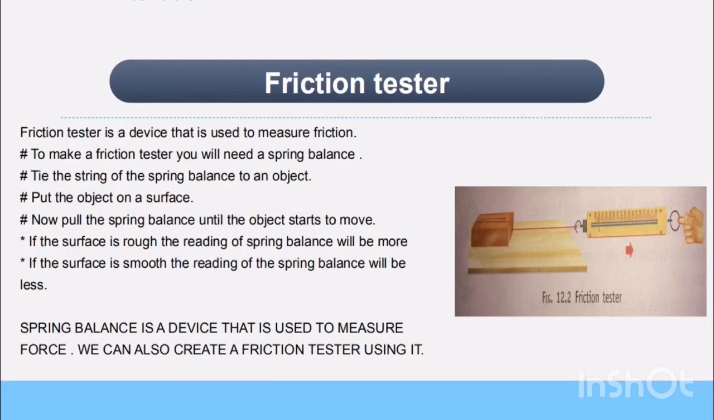If the surface is rough, the reading of the spring balance will be more. If the surface is smooth, the reading of the spring balance will be less. This indicates that on the rough surface the friction is more, and on the smooth surface the friction is less. A spring balance is a device that is used to measure force. We can also create a friction tester using it.